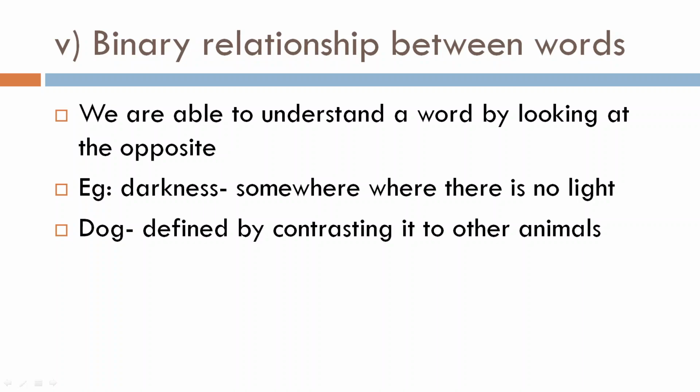Understood? So what's the next principle? Binary relationship between words. What is the binary relationship? Words are binary. We understand a word by looking at its opposites. For example, if I say the word darkness, how do you define darkness? You will define darkness as something or somewhere where there is no light, right? So the word darkness is defined by its opposite, that is light. And there is another example, dog. We define a dog by contrasting it with other animals. It is not a cat, but it is a dog. We are contrasting it with something. So that is the binary relationship between words.